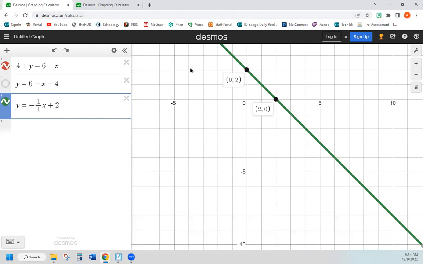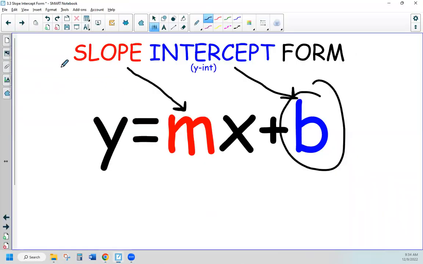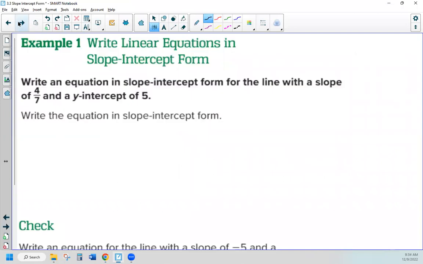Super simple. Now, if I went too fast, let's go ahead and get to some problems. Let's start understanding what this is. Let's warm up our engines so you can get your hands dirty on this one. All right. So in your book right now, write the linear equation in slope-intercept form. It's asking us to write an equation in slope-intercept form for the line with a slope of 4 over 7 and a y-intercept of 5. Okay. How do we do that?